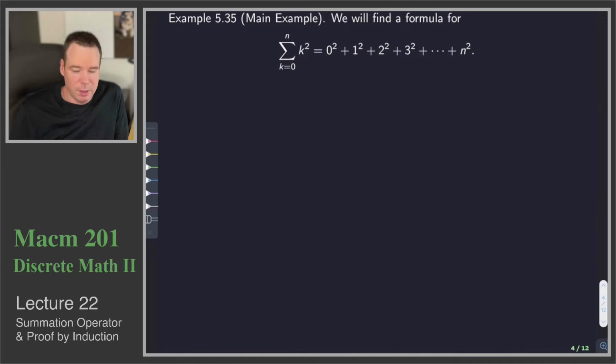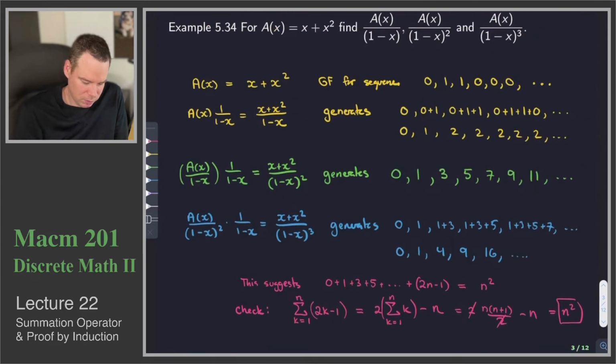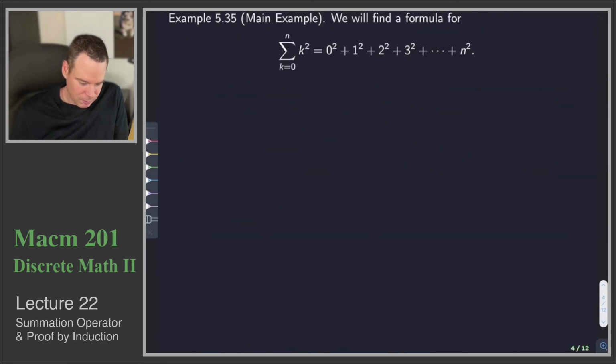So here's our main example. We want to find a formula for the sum of consecutive squares. If you think back to this one, we've just produced a generating function for the sequence of squares. Now we want to produce a formula for the sum of consecutive squares. That means I'm interested in 0, 0 plus 1, 0 plus 1 plus 4, 0 plus 1 plus 4 plus 9, and so on. And so I'm really interested in hitting this generating function again with the summation operator. And so that's what we're going to do.